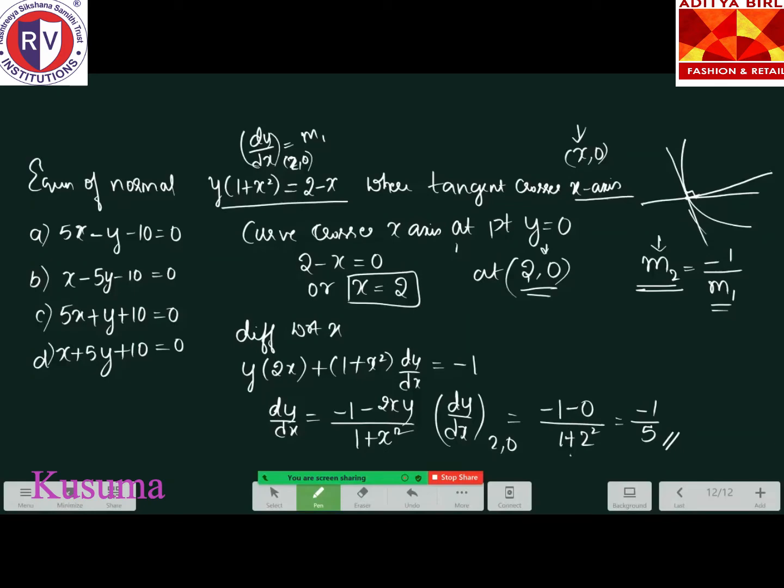Okay, now let us find out the slope of the normal. Slope of the normal will be minus 1 by this minus 1 by 5. Okay, so which is nothing but plus 5. Howda? 5 tane. Let us call this m2.